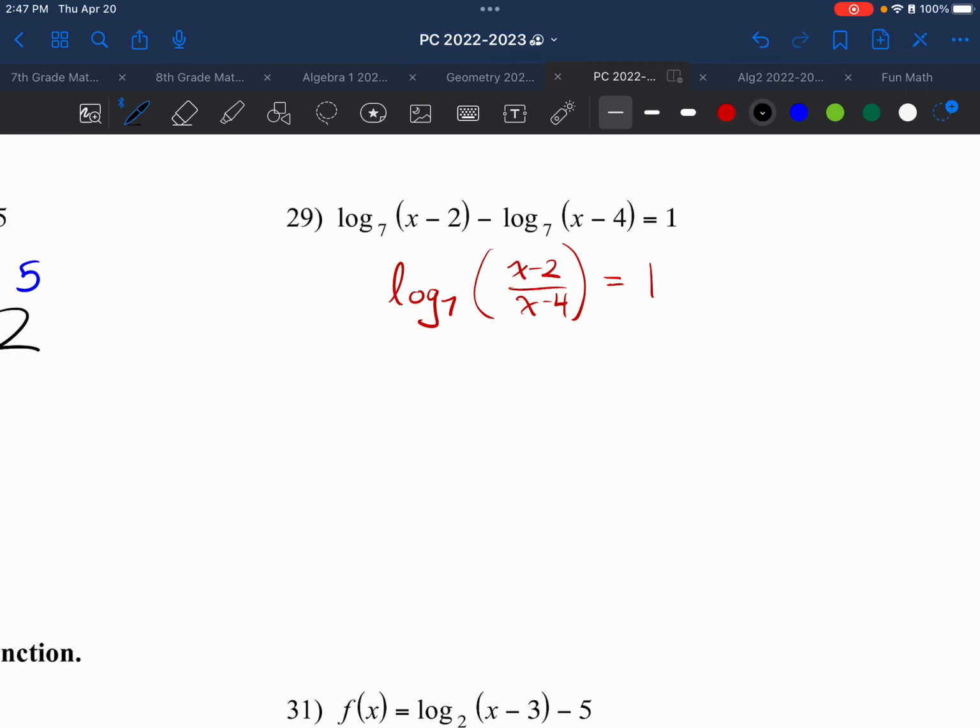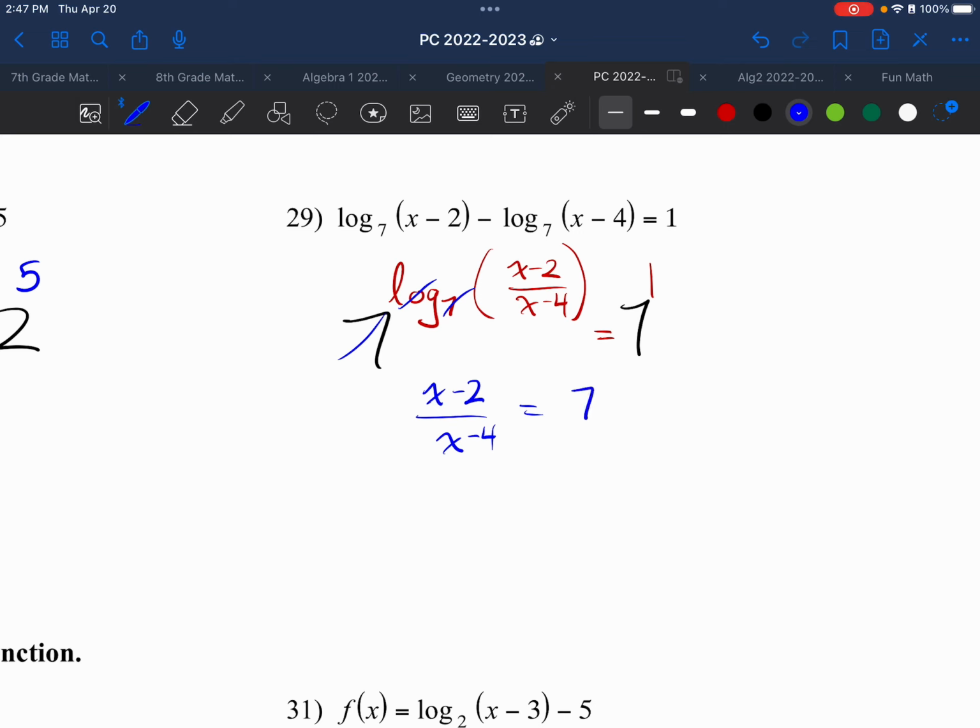All right, time to exponentiate, meaning I have a 7 and a 7. Move the equal to sign down so it looks like an equation, and cross some things out. You're gone, you're gone, you're gone, with a different color, of course. You're gone, you're gone, you're gone. So I have x minus 2 over x minus 4 is equal to 7.